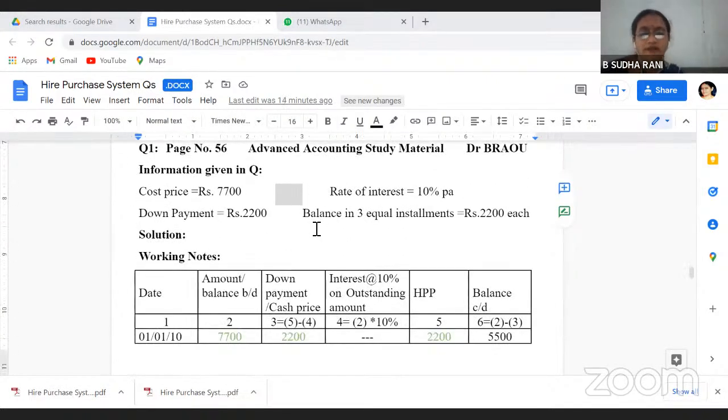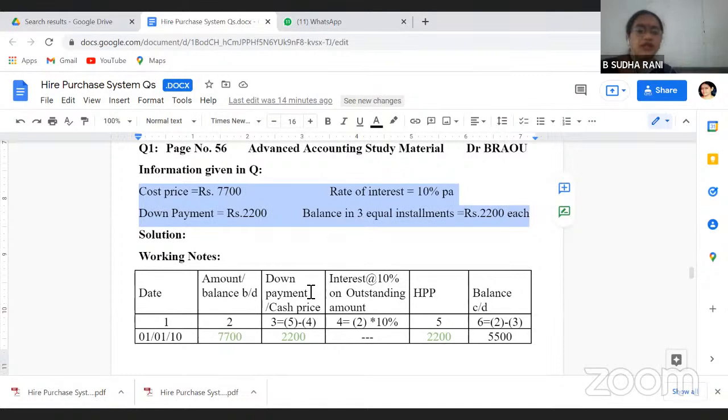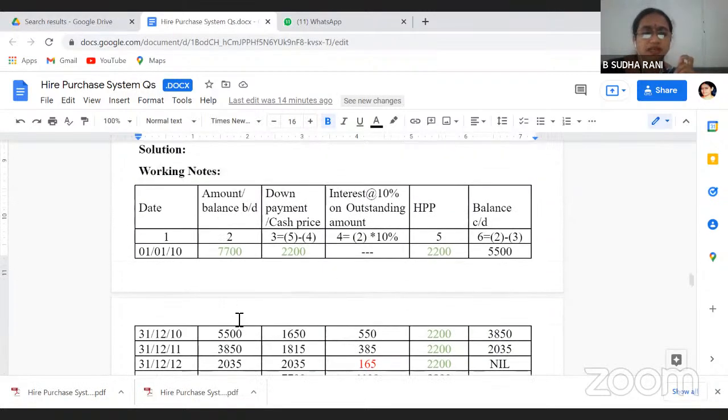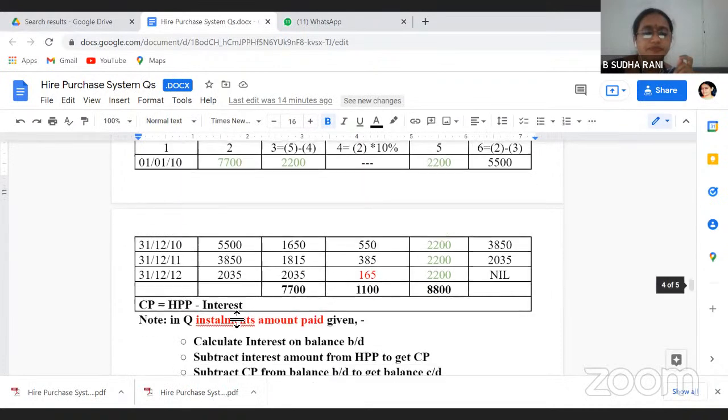So remember, when you are working out this question, this is the question where you have been provided with all the details. Then, before you record the transactions in the books of the hire purchaser or the vendor, you are supposed to do this working. Look into this working.